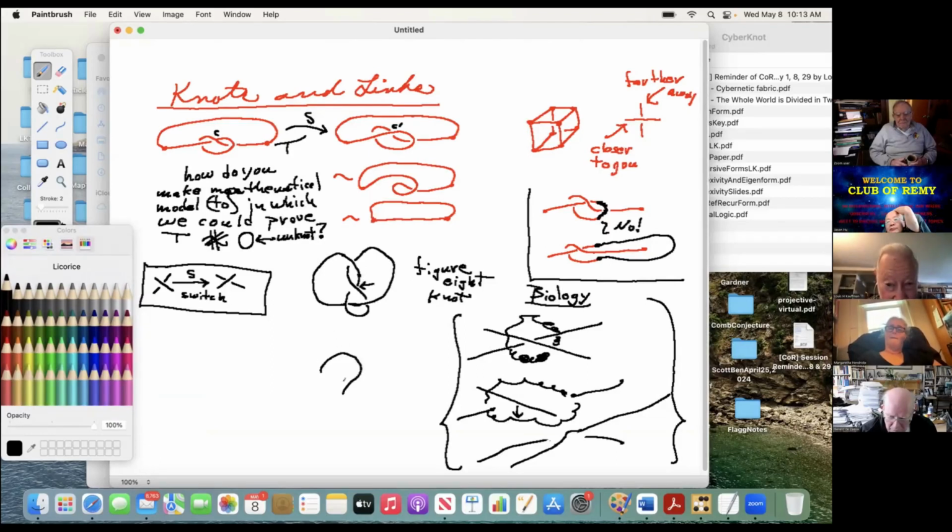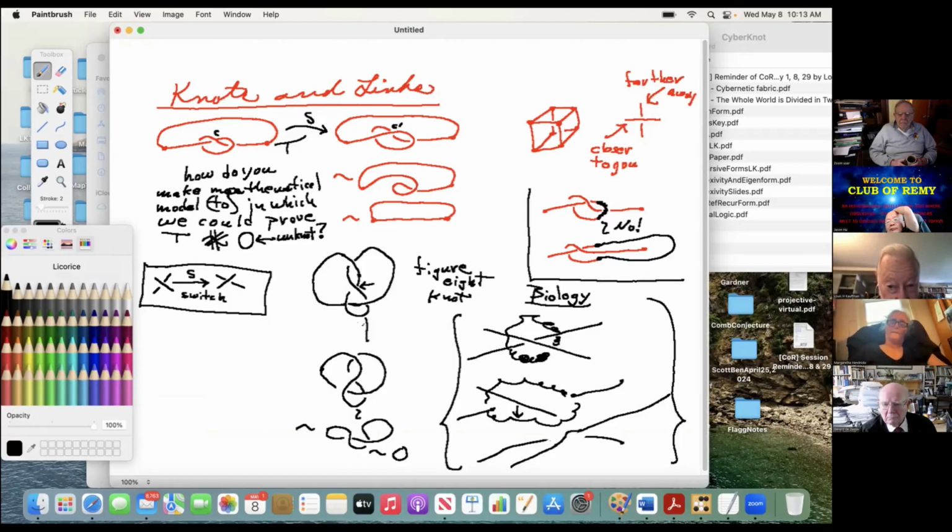Let's suppose I switch that crossing, and then it would look like this. I've kept everything the same except that one place. But now this also pulls apart. You see, I could just relax it a little bit and it would come apart like that. And then these curls would go away. And so this is unknotted after the switch.